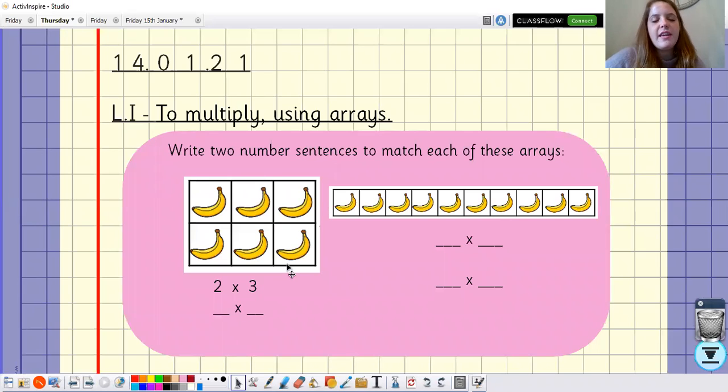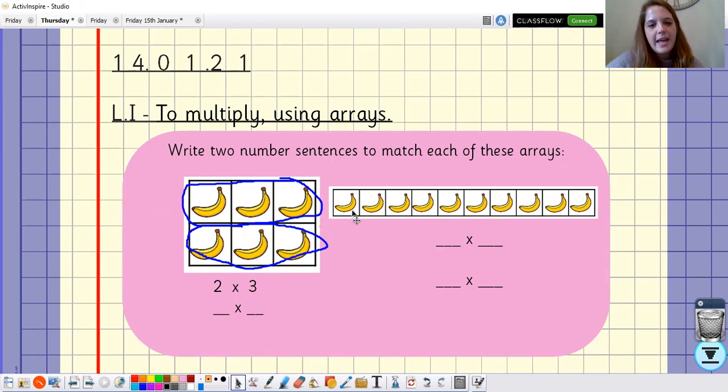Okay, so let's have a look at these arrays then. So these arrays have been made using bananas. This is one array and this is another array. I'd like you to try and write 2 number sentences to match each of these arrays. Now I've done the first one for you, 2 multiplied by 3. So I can see my 2 groups of 3. In my first row, I can see 1 group of 3. So to circle my 1 group of 3. And then here is my second group of 3. But I wonder which other groups you can see. Which other number sentence may match this array.